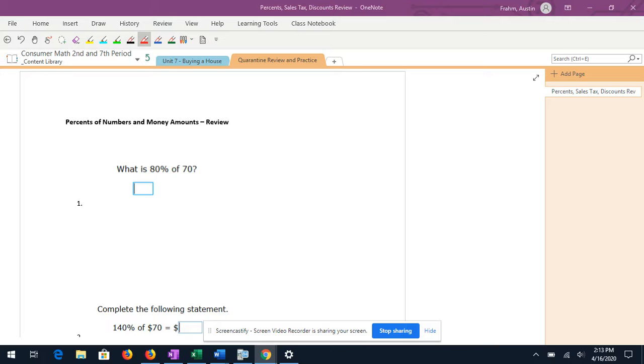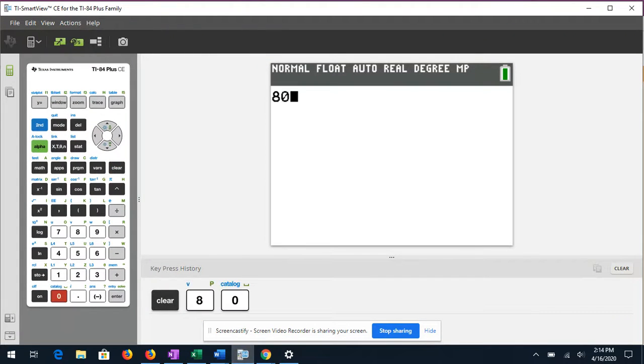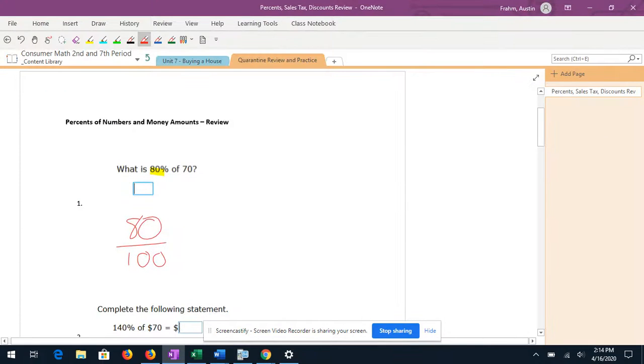The first possible way that you could solve this is simply taking the percentage they give you, 80%, and first changing it into a decimal. How we would do that is we would divide it by 100. So I would take 80 divided by 100. You can do that on your calculators, and you'll get a decimal of 0.8.